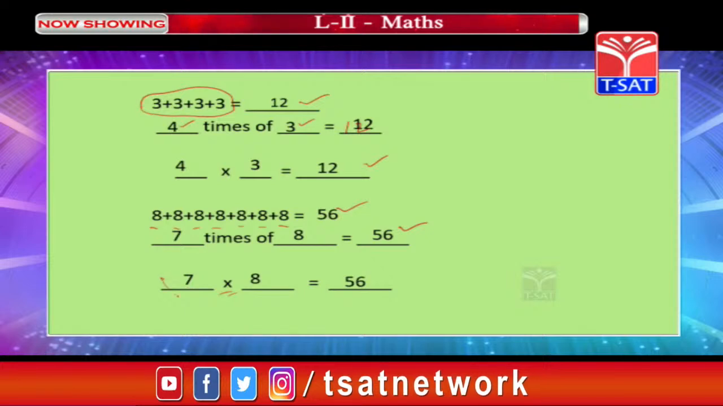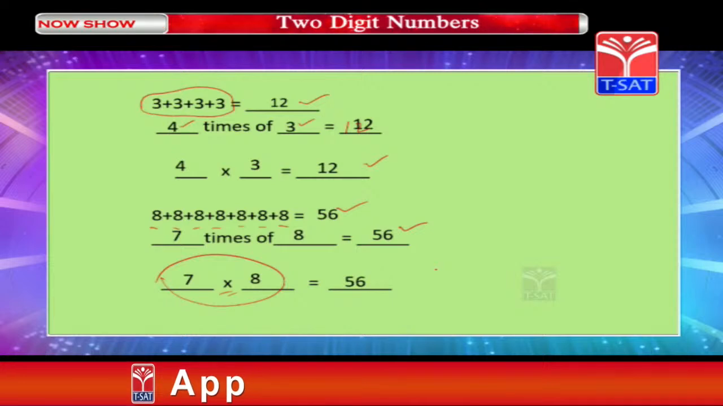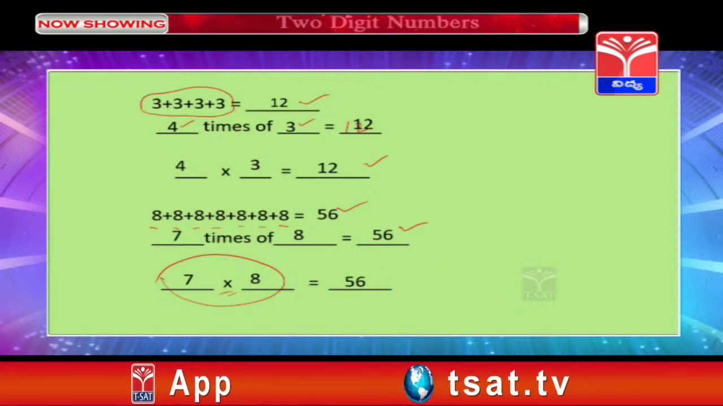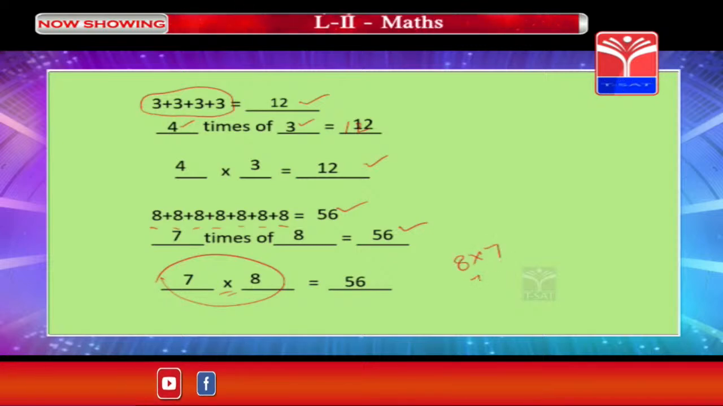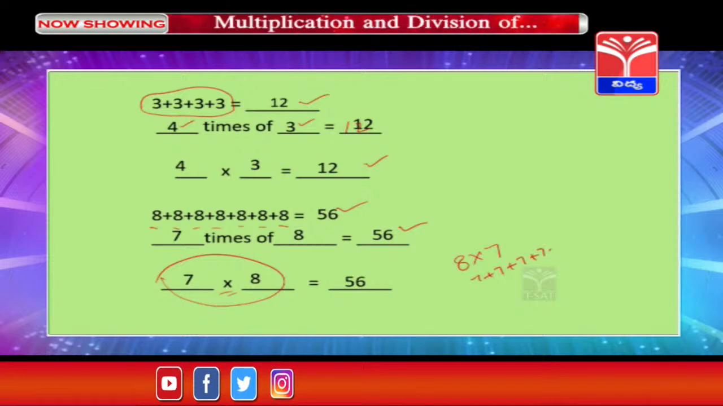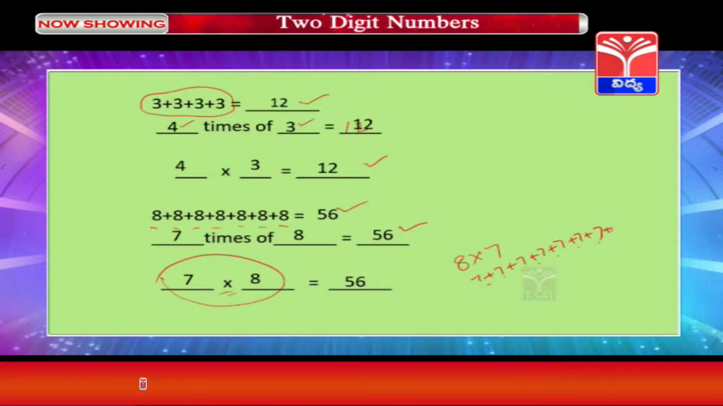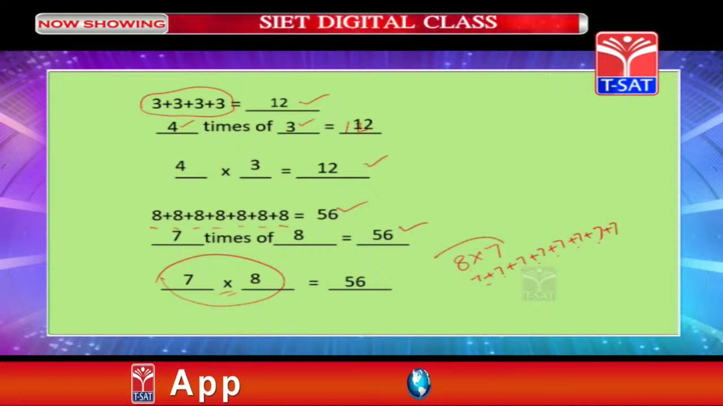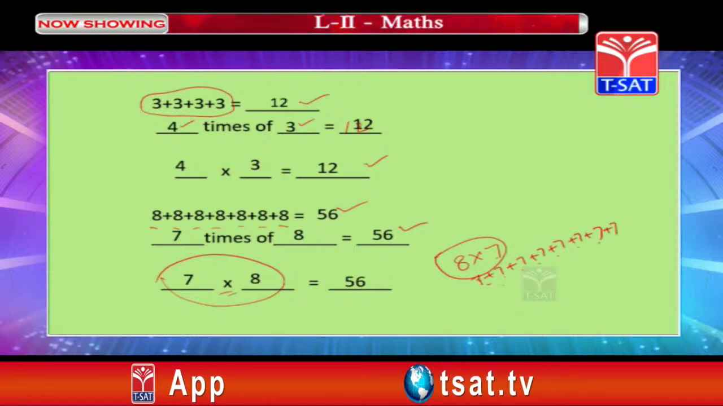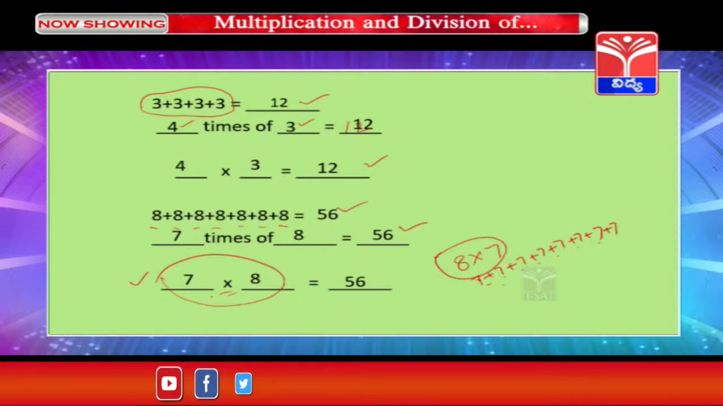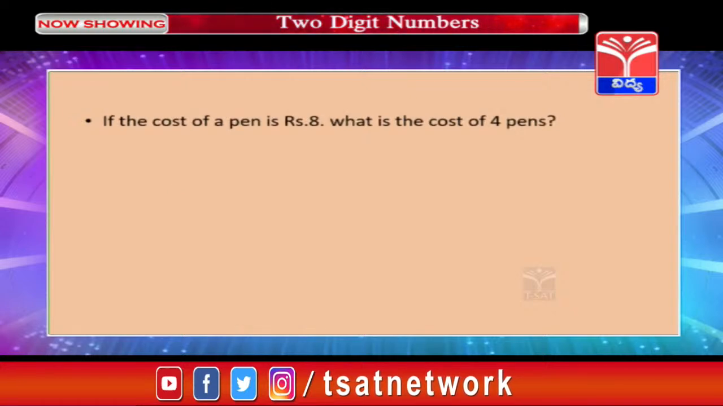Here, 7 into 8 means what? 7 eights. That means 8 plus 8 plus 8 plus 8, 7 times. Not 8 sevens, 7 eights. If you write 8 into 7, it means 7 plus 7 plus 7 plus 7 plus 7 plus 7 plus 7, 1, 2, 3, 4, 5, 6, 7, 8 times. 8 into 7 means 8 sevens. We are adding 7 eight times. So 7 into 8 means 7 eights. Right? So we will go for another situation.